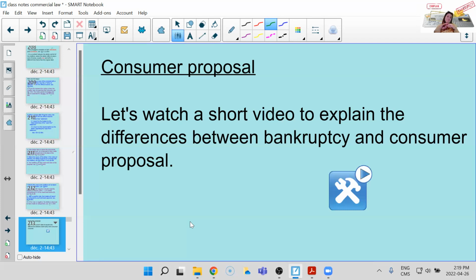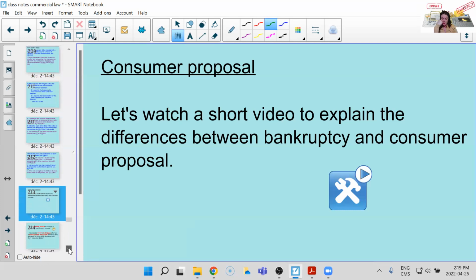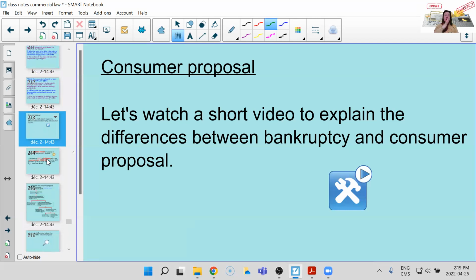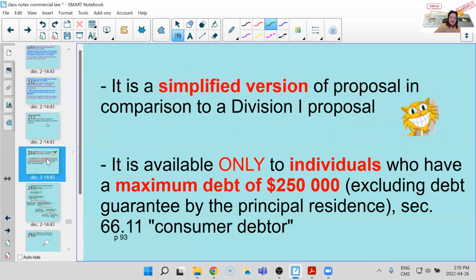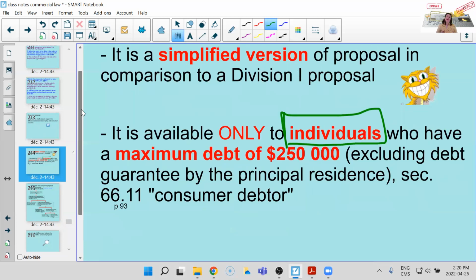Okay, so the consumer proposal is a proposal that, as I was telling you, is open only to individuals. We'll go into the BIA in a few minutes. So businesses cannot, under any circumstances, file a consumer proposal. A business must do a Division 1. So we have a simplified version.